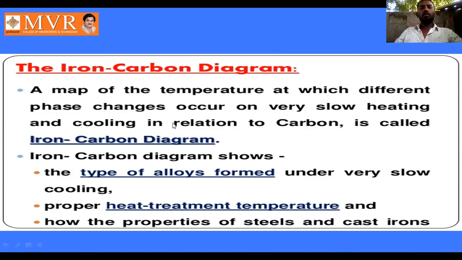By using the carbon, the phase changes occur under very slow cooling or heating. So the process we can call the iron carbon diagram. The iron carbon diagram shows the types of alloys formed under very slow cooling. So with this we can know the types of alloys formed on very slow cooling. Next is the proper heat treatment temperature, and how the properties of steel and cast iron can also be known from the iron carbon diagram.